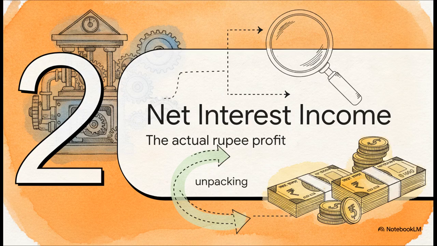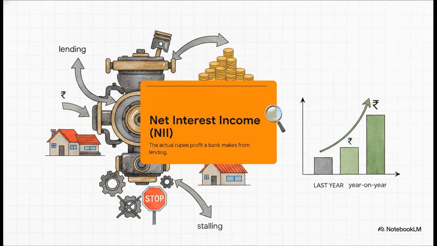Moving on to 2, unpacking net interest income, the actual rupee profit. So net interest income, or NII for short, is the pure hard cash generated from that spread. It's the actual rupee profit a bank is making strictly from lending. When you're analyzing a bank, you always want to check the NII, but crucially, you want to check its year-on-year growth. You have to ask, is the engine producing more pure lending profit this year than it did last year? Because if it isn't, well, the engine might just be stalling out.